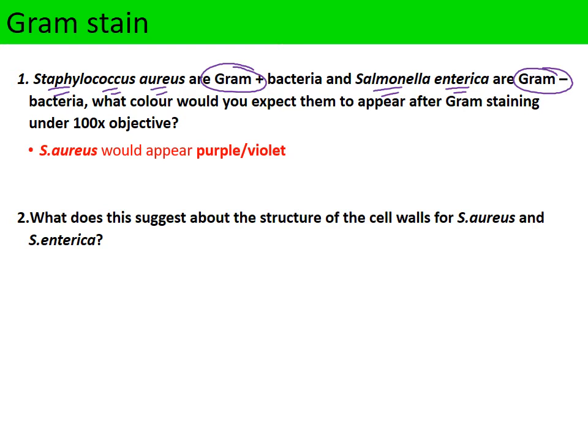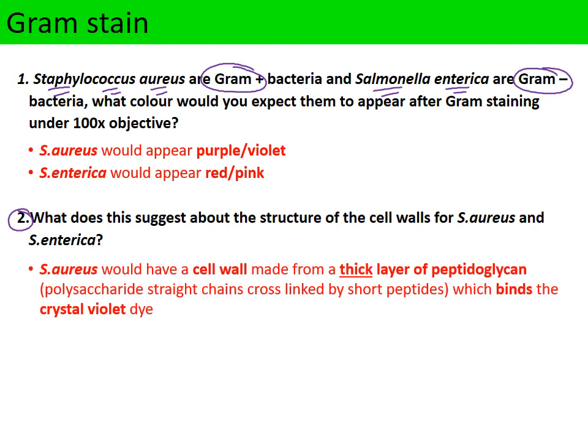Now we know Staphylococcus aureus would appear purple or violet, and we know the Salmonella enterica bacteria would appear a reddish pink color. The second question asks us to suggest what this would tell us about the structure of the cell walls for these two species of bacteria. Well, here we can just put down the information we now know, and we know the gram-positive bacteria will have this thick layer of peptidoglycan on the outside of the plasma membrane.